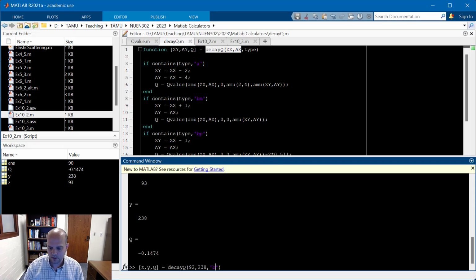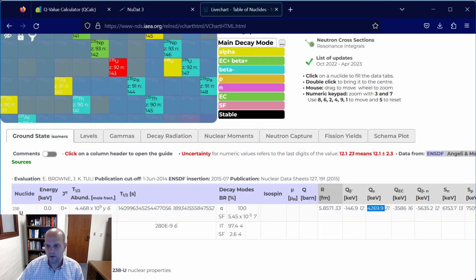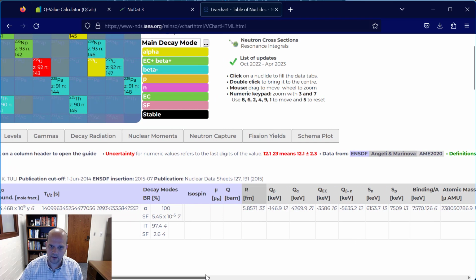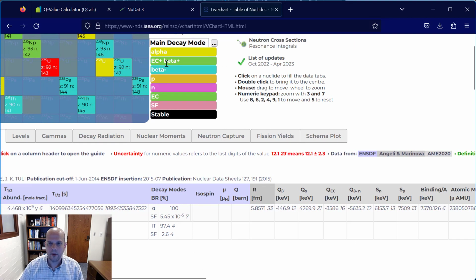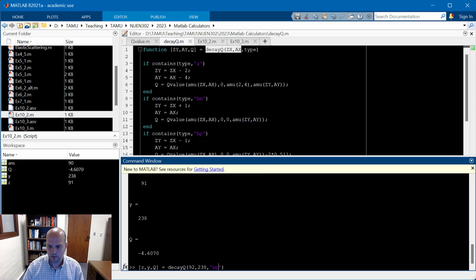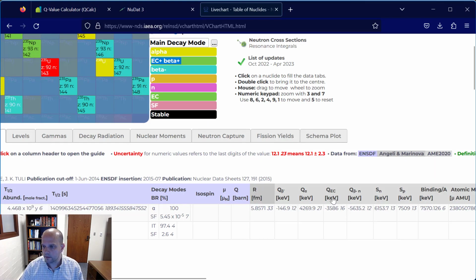Let's go look at beta plus, negative 4.6 MeV. It's not listed because you see here in the list of decay modes, it's listing these 2 together, beta plus and electron capture. But I can certainly do the electron capture. And I get negative 3.58. And I compare that to this, my electron capture negative 3.586 MeV.